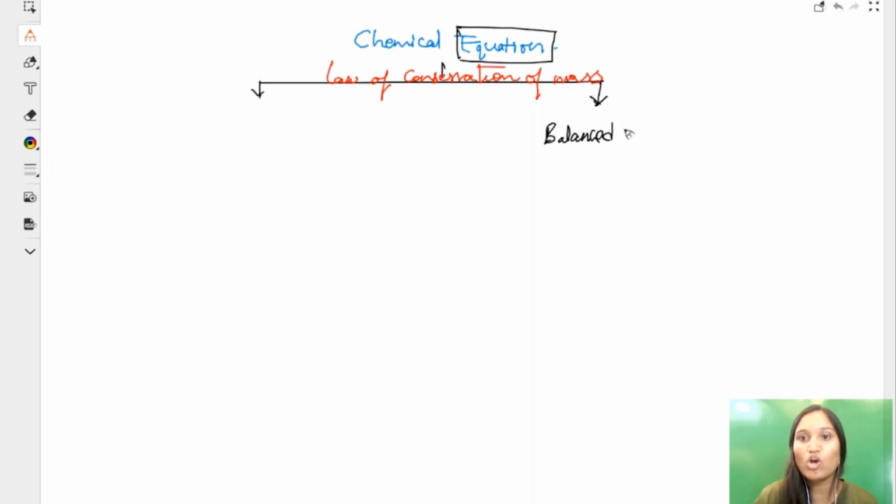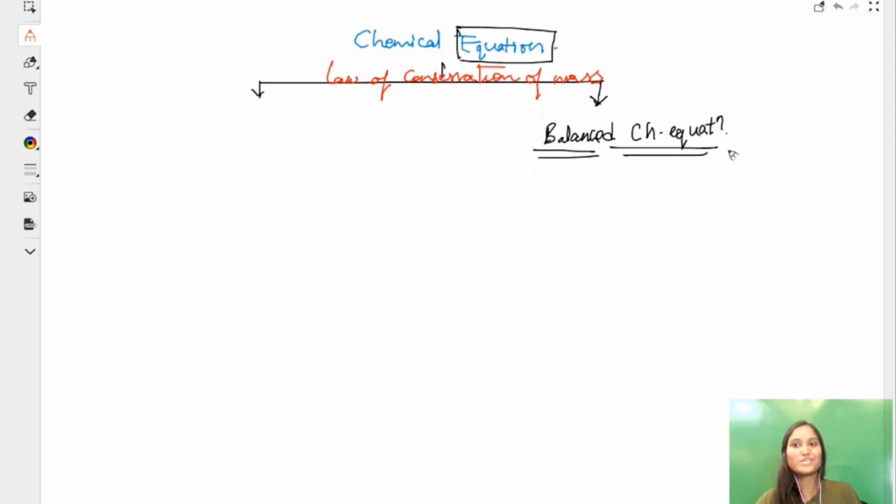The technical term is what? Balanced chemical equation. What is a balanced chemical equation? It's an equation which follows the law of conservation of mass. But what do I exactly mean by an equation which is following the law of conservation of mass? How do I put it into practical terms?